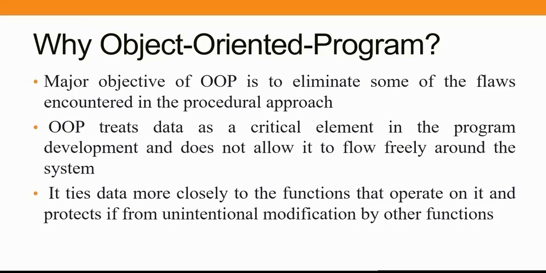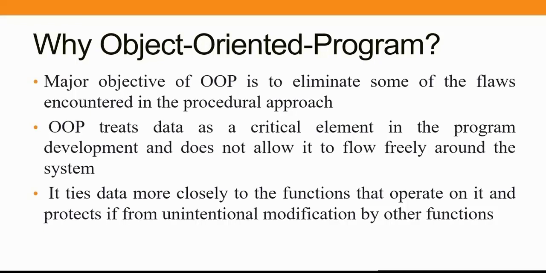Then third one is it ties the data more closely to the functions that operate on it and protects it from unintentional modification by other functions. That's the reason why I told you, if it is procedural, it's easy for someone to modify the data that you have in your program. But in object oriented programming, that one is not possible because of the object oriented concept of encapsulation that we are going to learn in the later part of the tutorial.